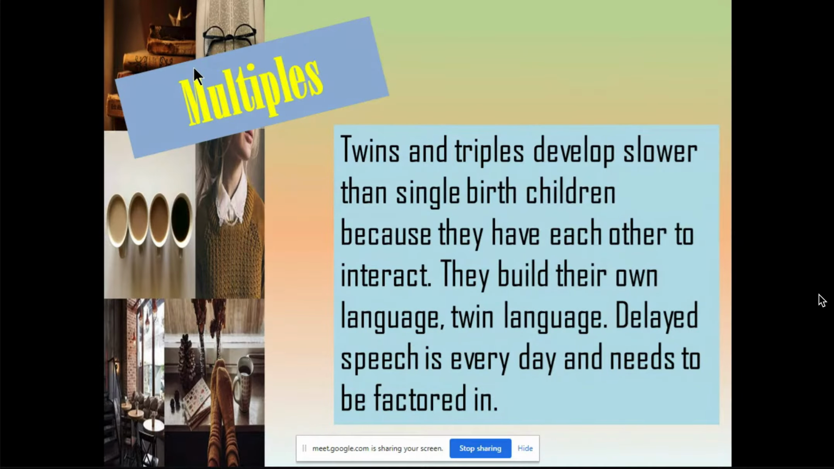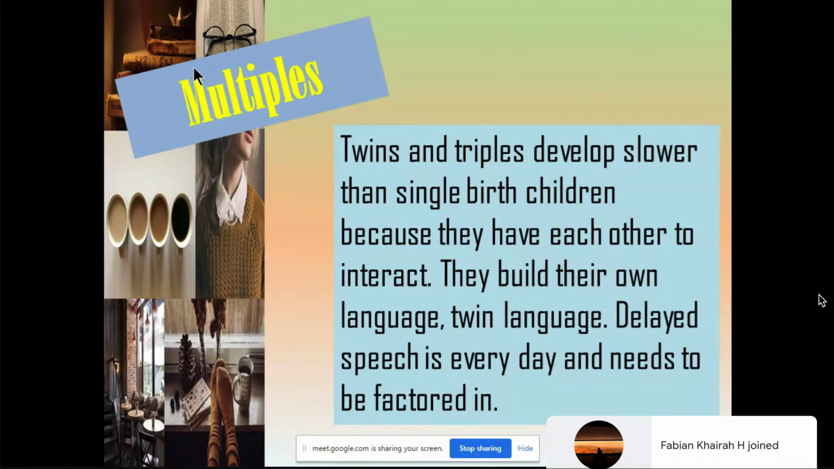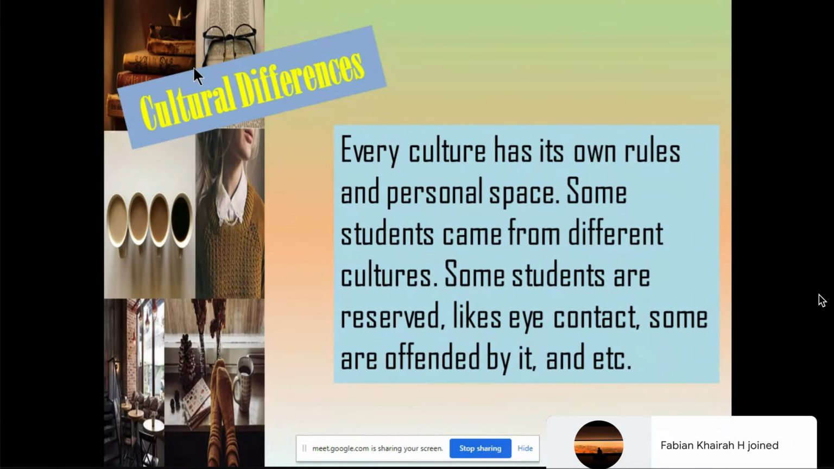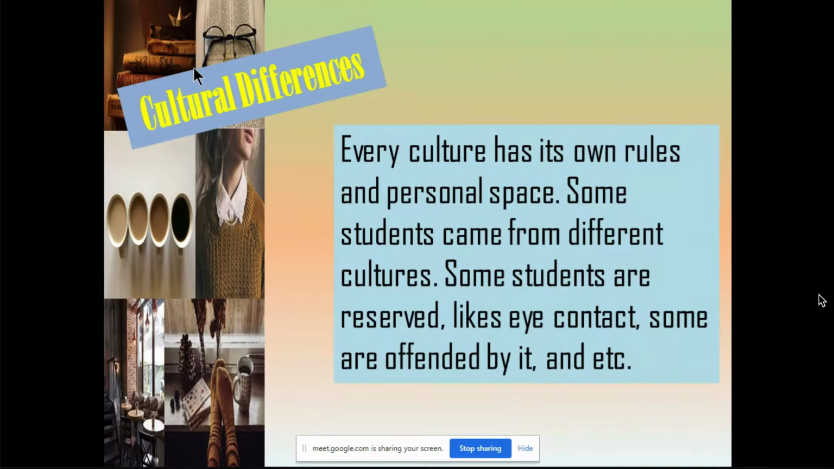So they could just wait, just for them to understand. So that's the reason why multiples have a hard time to learn, because they already have their needs already satisfied. Also, we have the cultural differences.